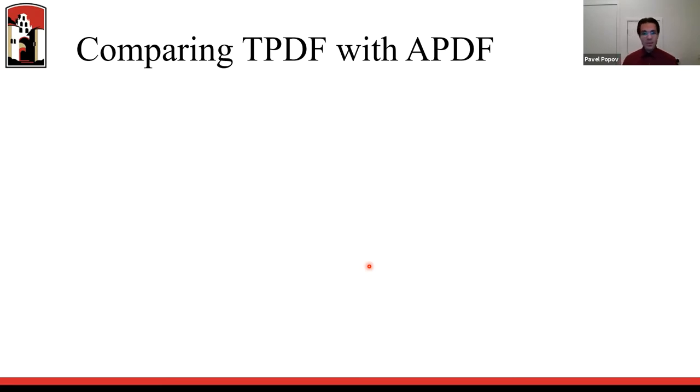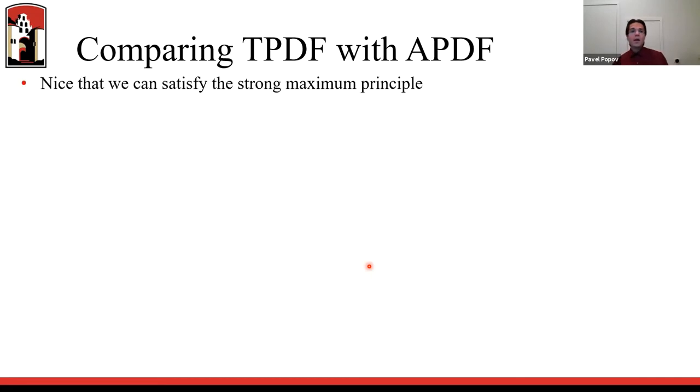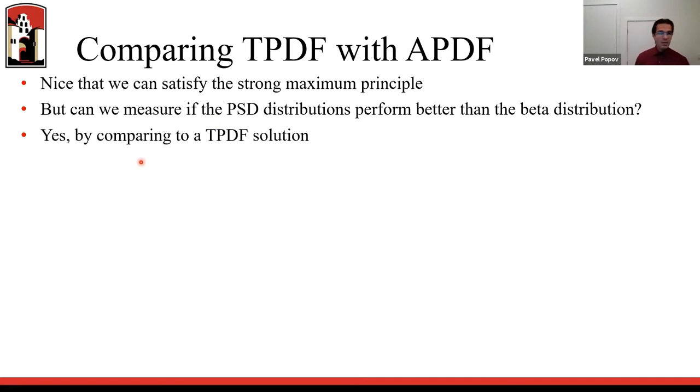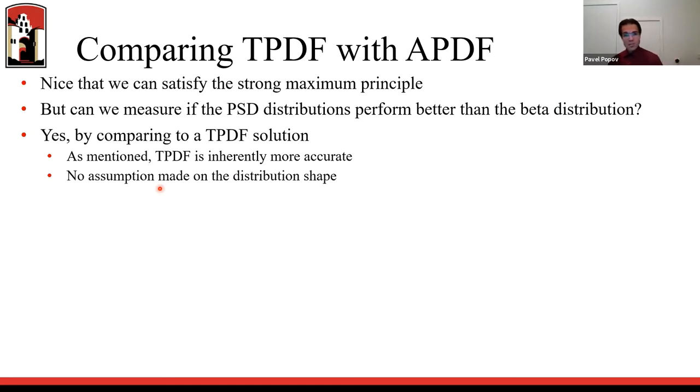Okay, so this is all well and nice in terms of theoretical developments, but let us actually test the performance quantitatively. So it's not just that we satisfy the strong maximum principle, but can we measure if the PSD distributions quantitatively perform better than the beta distribution? And the answer is yes, by comparing them to the solution of a transported PDF. As I mentioned at the beginning of this talk, the transported PDF solution is inherently more accurate because it makes no assumption on the PDF shape. No assumption is made on the distribution shape.